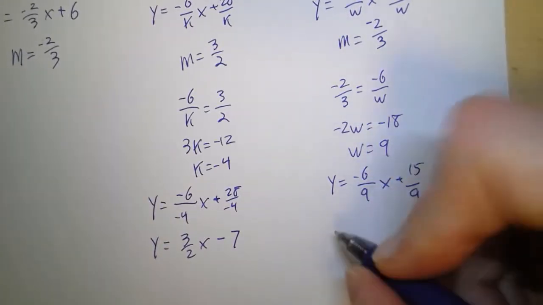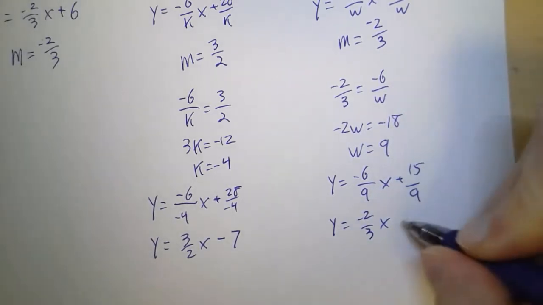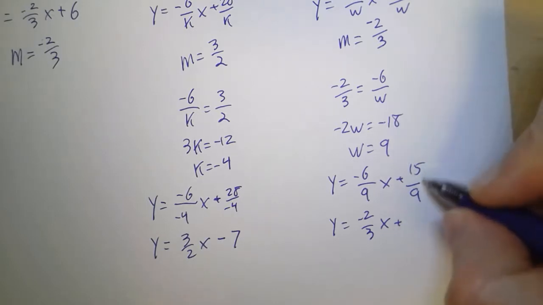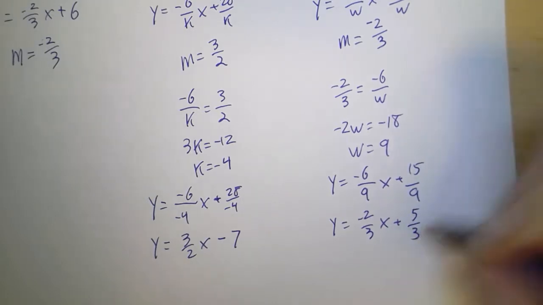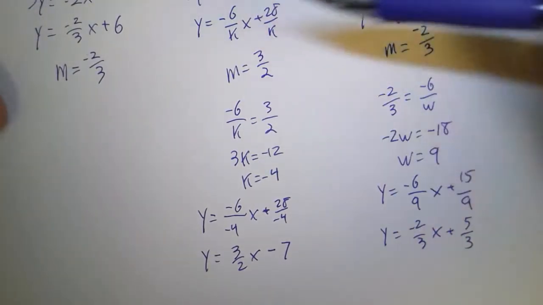Now this will simplify to negative 2/3 x. And let's see, 15 over 9, we can take a 3 out of that, leaving a 5 and a 3. All right. Now we've got the three equations.